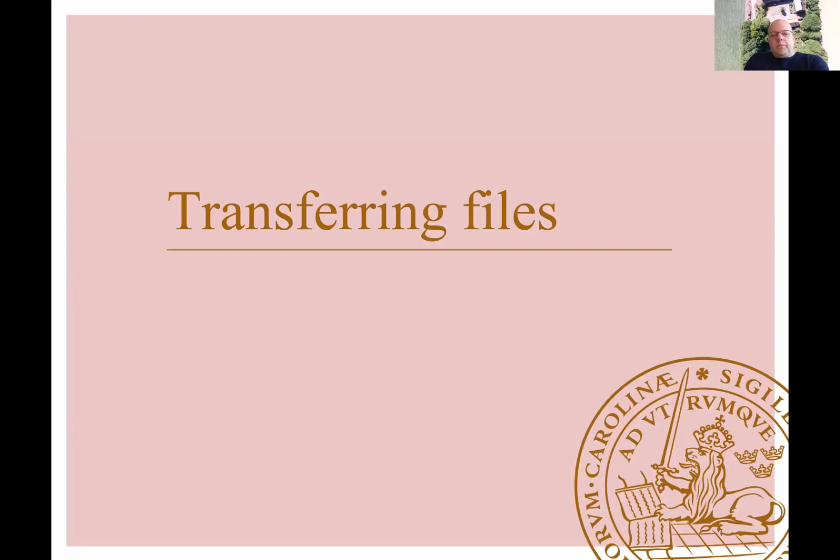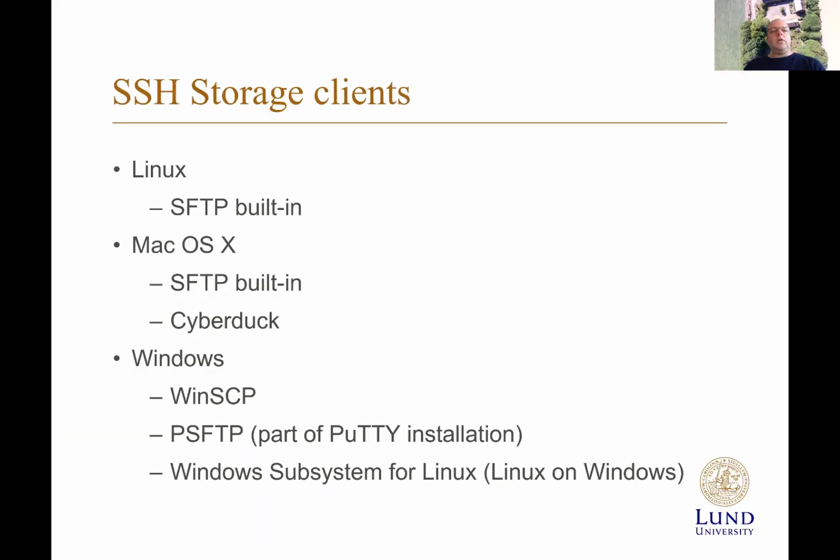So, transferring files. The main way of transferring files to and from our system is through SSH, and there are multiple clients you can use. If you are on Linux, you can use the SFTP tool, which is built into most Linux distributions. Mac OS X also has a command line tool called SFTP, which is also built in. There is a graphical client, which I will show in later slides, called Cyberduck, which provides you with a drag and drop interface for moving files to and from Aurora.